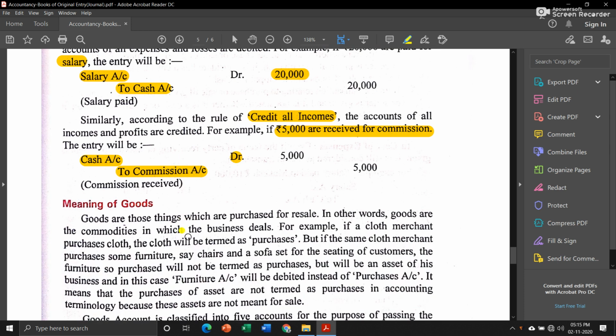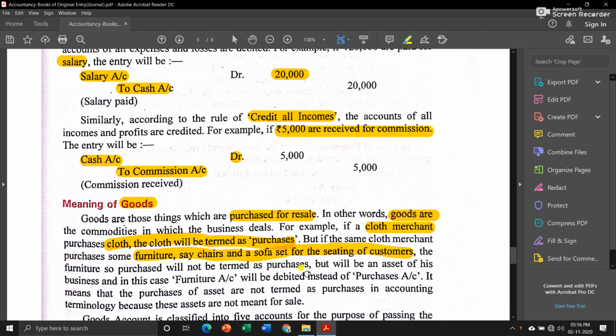Now let us see the meaning of goods. In business, when we talk about goods, it is nothing but those things which we purchase for resale. In other words, goods are the commodities in which the business deals. For example, if a cloth merchant purchases cloth, the cloth will be termed as purchases. Okay, it is his goods that he is going to resell in future, so for purchasing that cloth it will be termed as purchases.